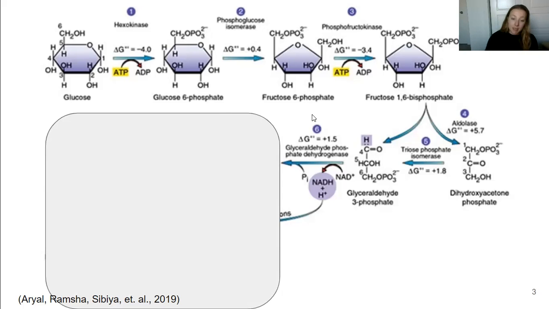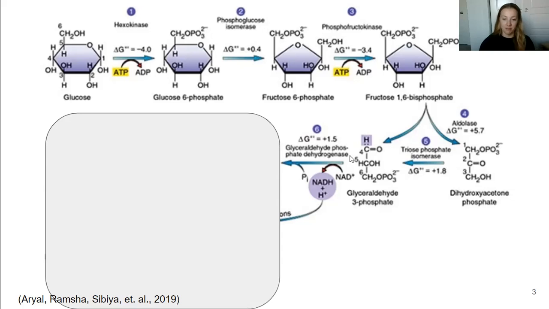And step 6 can be broken down into 2 little mini steps. So we're going to go over those now. The first part of it is that glyceraldehyde 3-phosphate is oxidized by the coenzyme nicotinamide adenine dinucleotide.